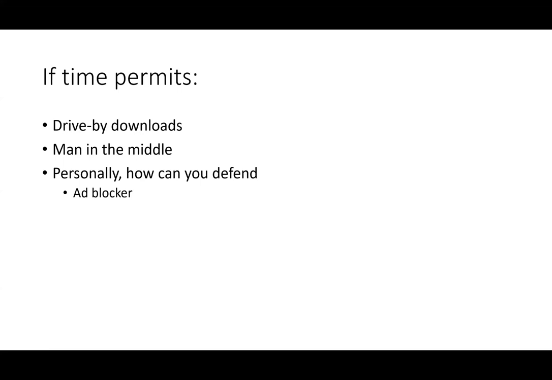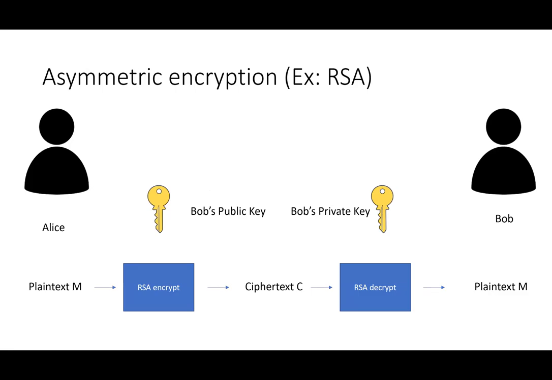Man in the middle usually starts by compromising your system through this drive-by download. What they do is basically insert this man in the middle. So if you think about Alice and Bob, if I add an additional person here, I can't draw, so bear with me here. So man in the middle, and what they usually do is they can masquerade. So if I'm using asymmetric encryption, we have public and private key, right?